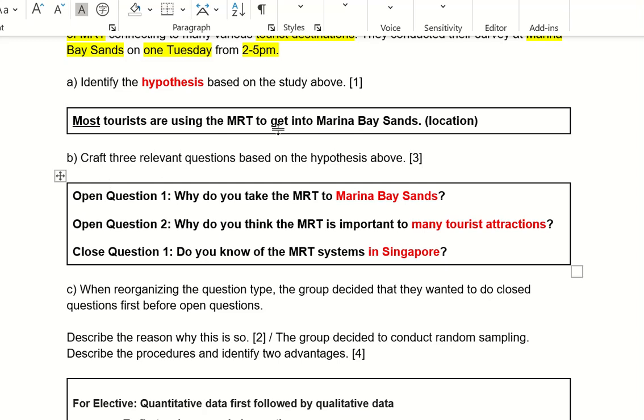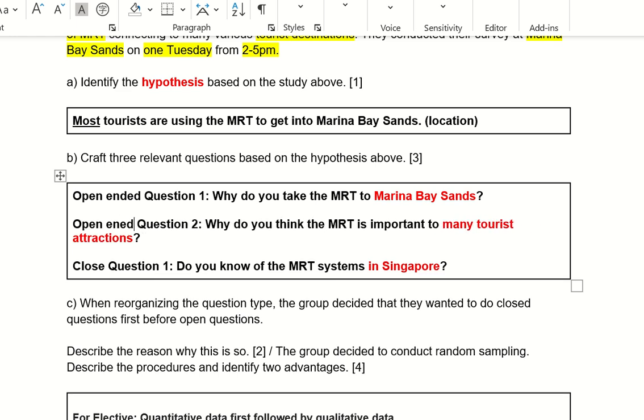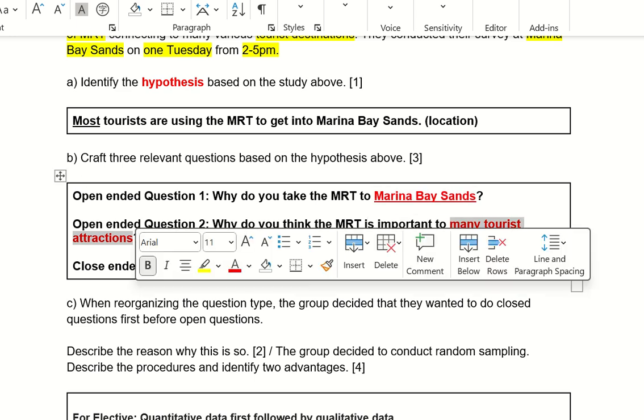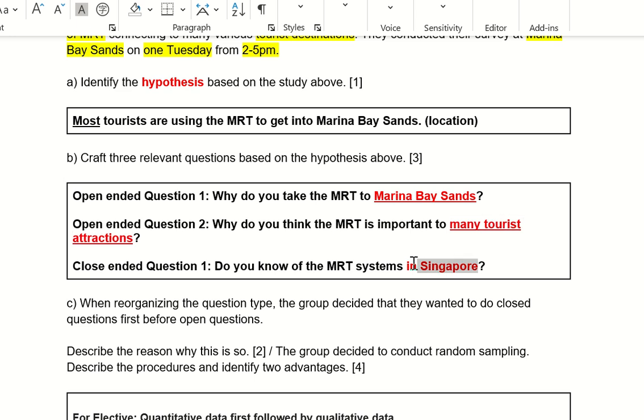As you can see, this is open-ended questions followed by a closed question. An open-ended question is always a why or a how question, and a closed question is either a yes or no question or a numbers question. One thing to note is make sure that you always have a particular location in your question, so that you can cover the loophole, or you can solidify your questions with the location.